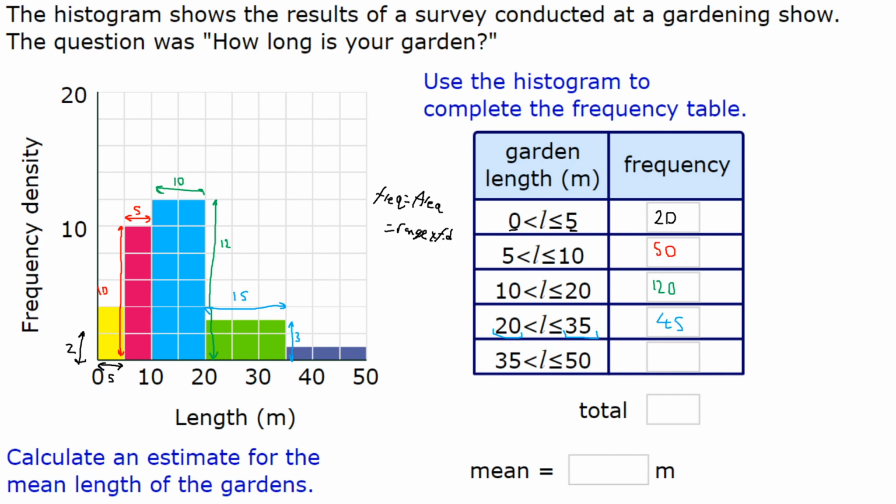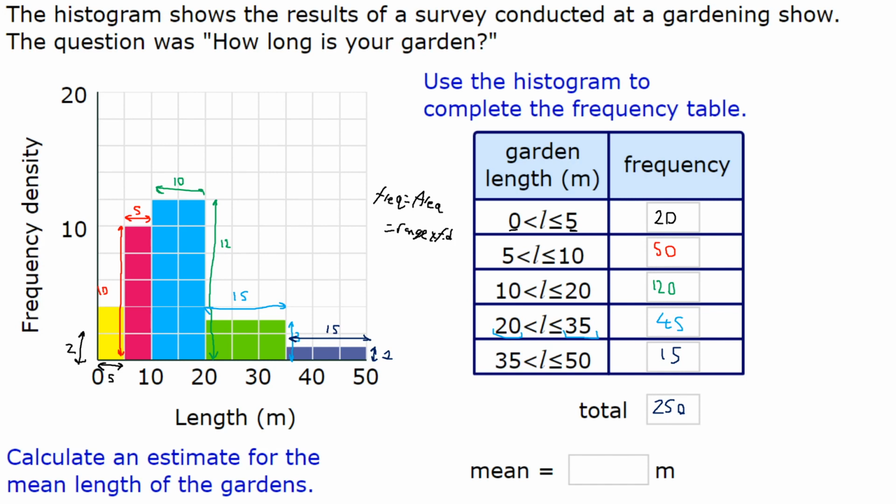And finally, we have this bar here. We can say that the frequency density is only 1, but it represents a range of 15 people. 15 times 1 is 15. Now, let's get the totals. Our total will simply be 20 plus 50 plus 120 plus 45 plus 15, which gives us 250 total people surveyed.